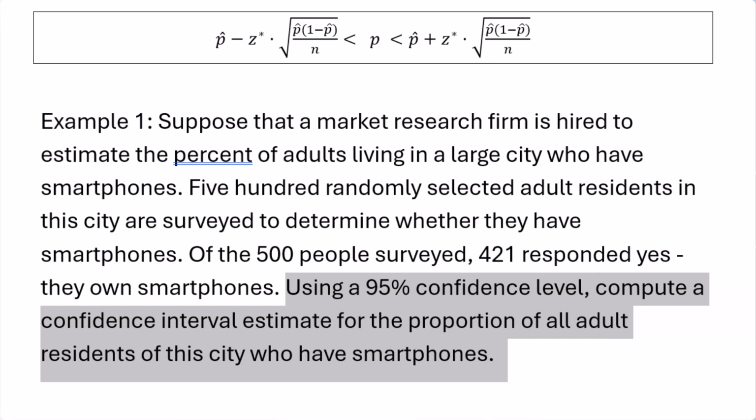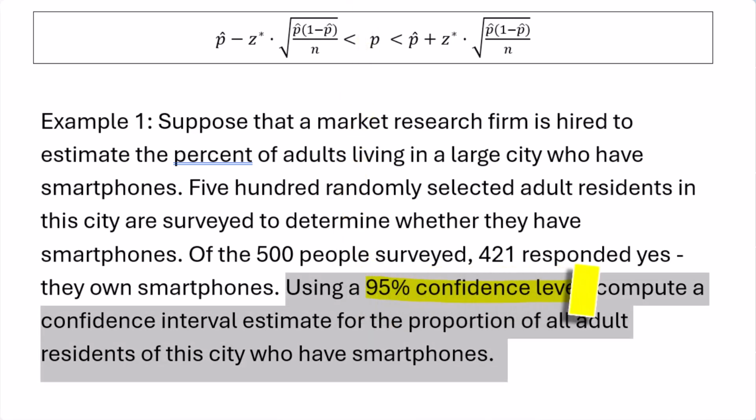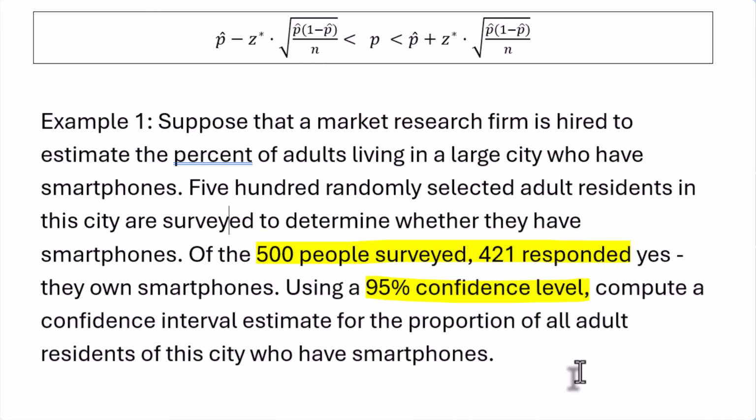So there's a few key pieces of information here that I want to pay attention to. The first would be the confidence level that we're using, 95% confidence. The second is what sample information we have. So in this case, I have the 500, which is the sample size, that would be my N, and 421, which is not the proportion on its own, but that is the number of yeses, the number of people in that group who said they had smartphones.